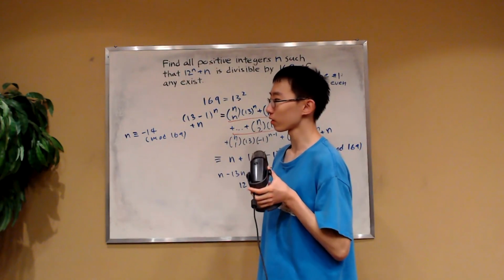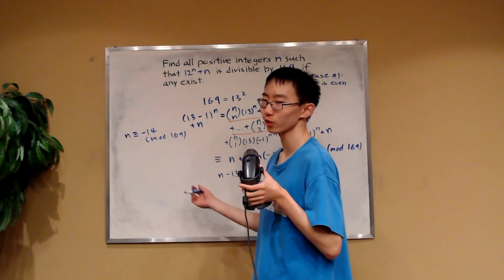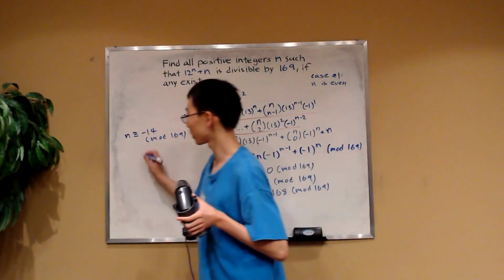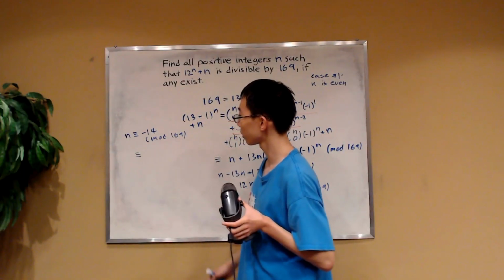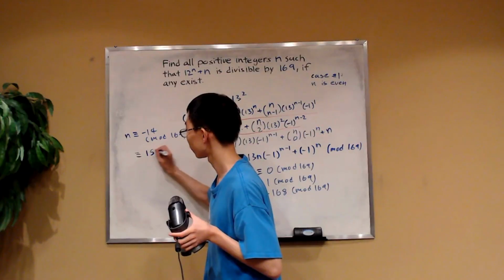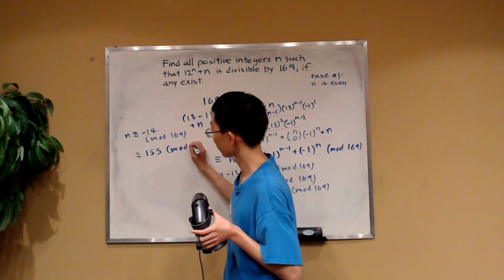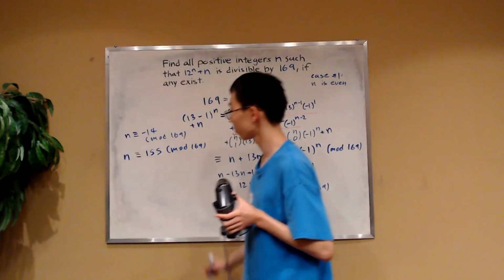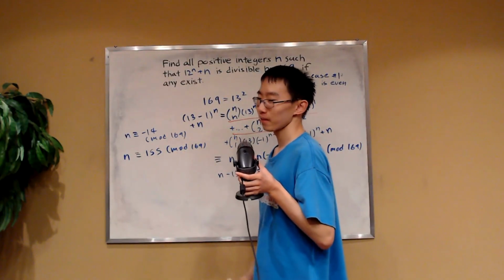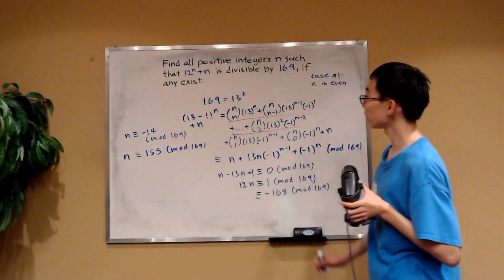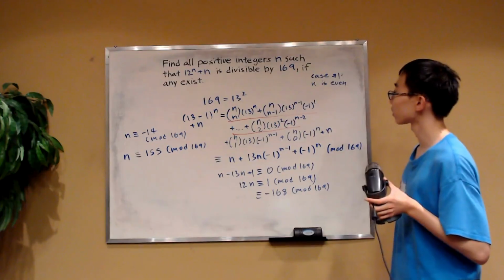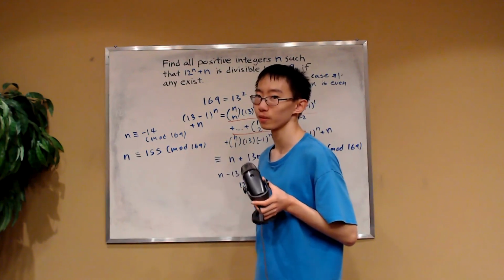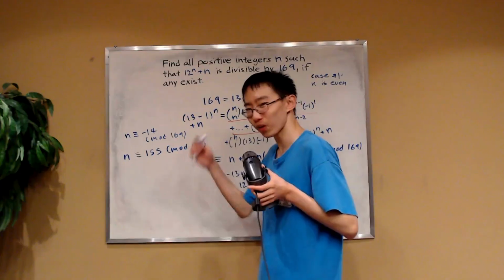Now, we do not particularly like negative residues for our solutions, so we're going to add to this side 169. So this will be congruent to negative 14 plus 169, that's 155, mod 169. So we have our solutions, right? n is congruent to 155. Not so fast, because remember, this solution was derived under the case that n is even. Not all integers n satisfying this will be even. So we need to further investigate.